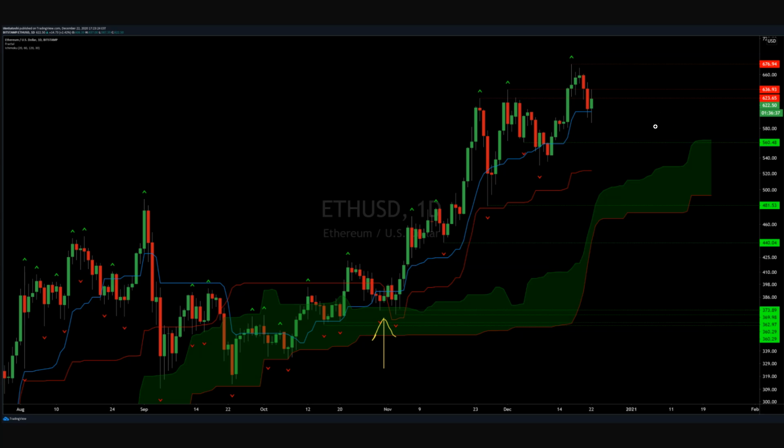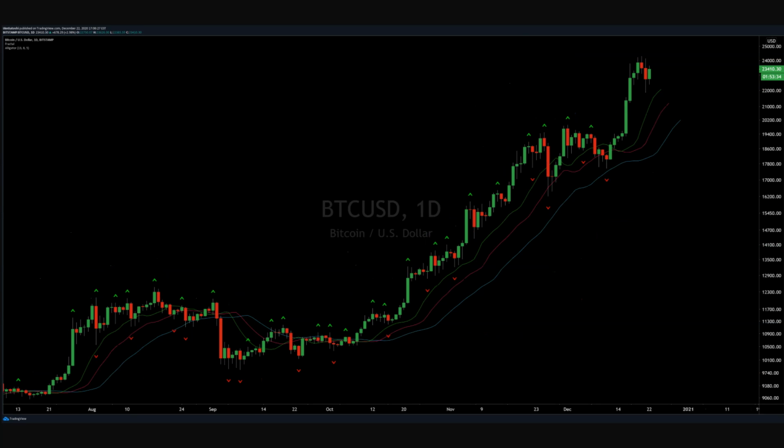So hopefully this is helpful. Play around with it. Add all this stuff to your chart, your favorite altcoin, your favorite time frame. Take a look at what it's trying to tell you, where your entries should be, where your stop losses should be. Sometimes they're obvious, sometimes they're not.